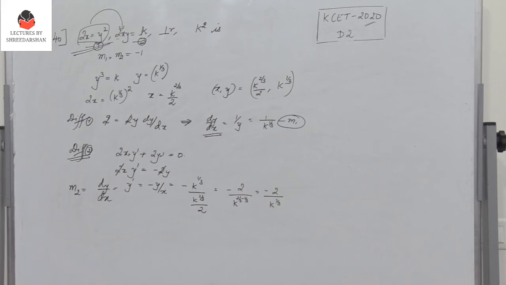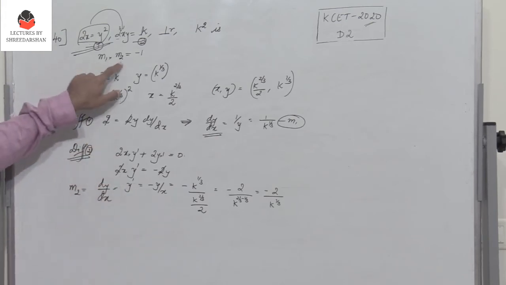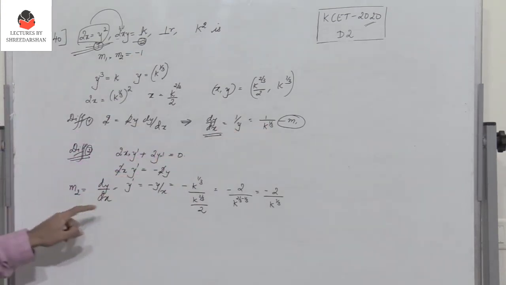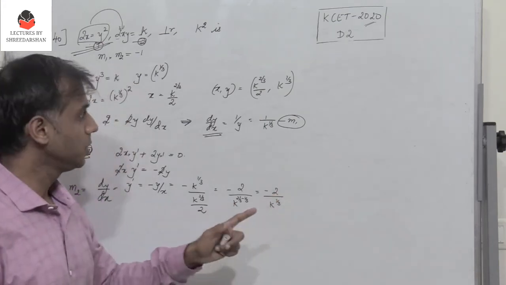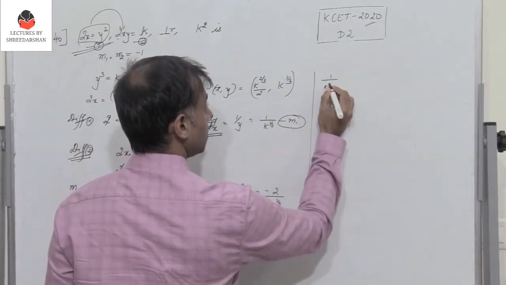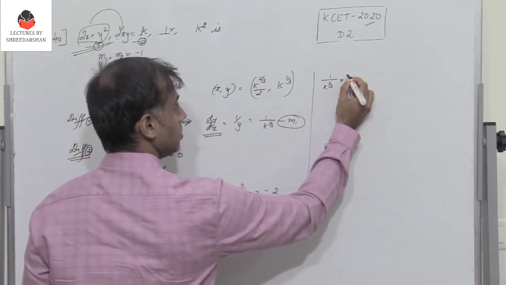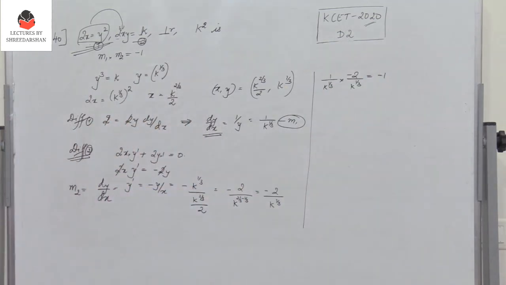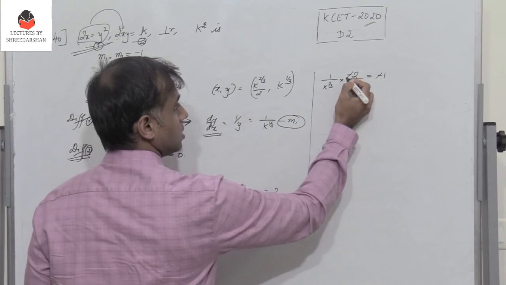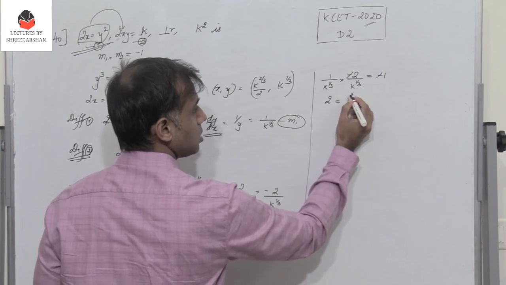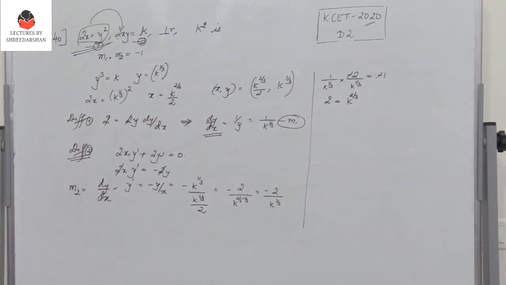So what is being given? It's been given that 1 and 2 intersect perpendicularly. Right? So therefore m1 into m2 equals minus 1. So I have m1, which is 1 by k power 1 by 3, and m2 is minus 2 divided by k power 1 by 3. So let me multiply this and equate it to minus 1. So I have m1 into m2 equals minus 1. So this is what is being given here. So minus 1 gets cancelled. So I have 2 equals k power 2 by 3.